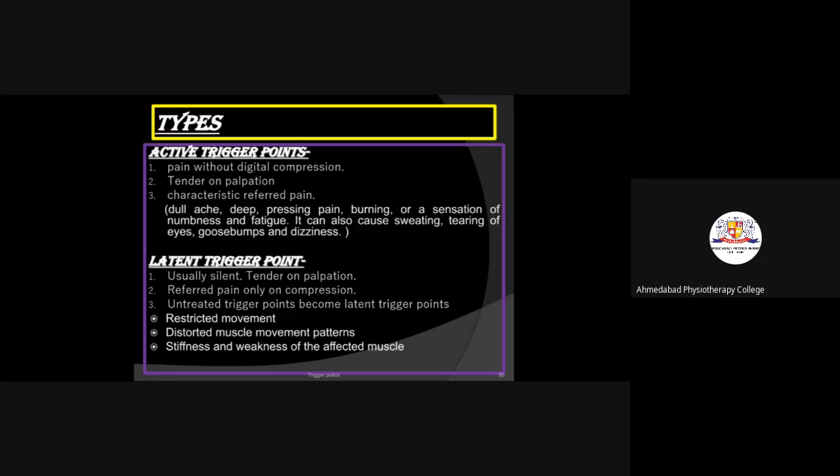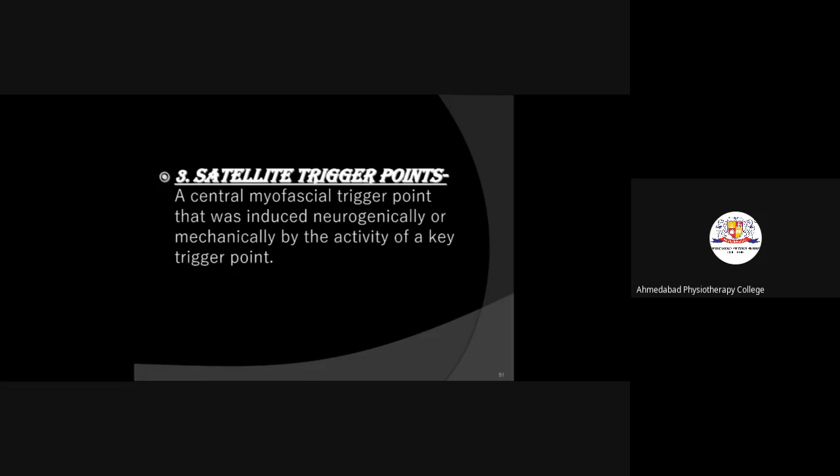For example, if you ask the patient to rotate his head, how we rotate is smooth, but when the patient rotates with the latent trigger point in the trapezius, the movement will be distorted and it is not smooth. Another finding of this is stiffness and weakness of the affected muscle. Muscle is stiff when you palpate and it is weak when you take the MMT.